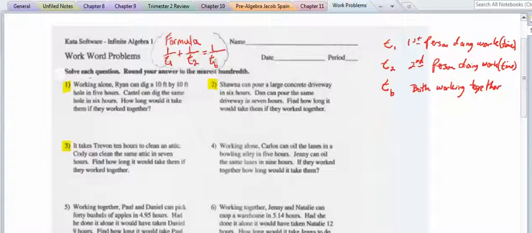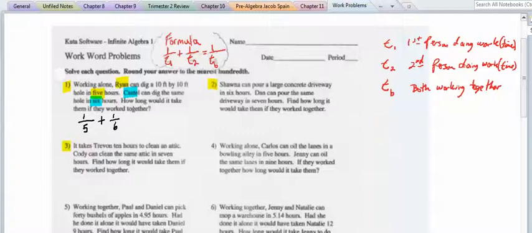Alright, now let's look at the problem. Number 1, we're going to do 1, 2, and 3. Working alone, Ryan can dig a 10-foot by 10-foot hole in 5 hours. That's Ryan's time. So I would represent that as a fraction as 1 over 5, because that's the first person. He's Ryan. He did it in 5 hours. I'm going to put plus. The next part of this is, it looks like Estelle can dig the same 10 by 10 foot hole in 6 hours. So now we're going to put 1 over 6, because that's her time.